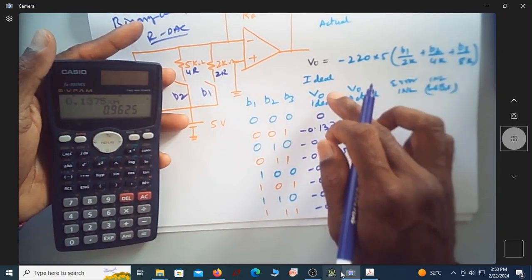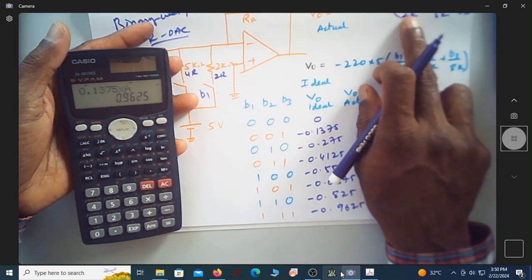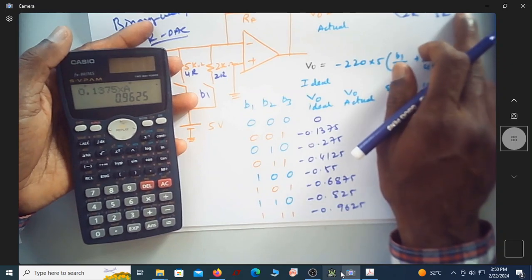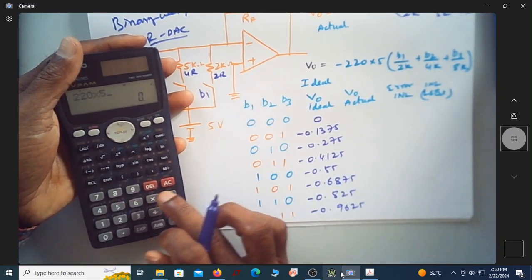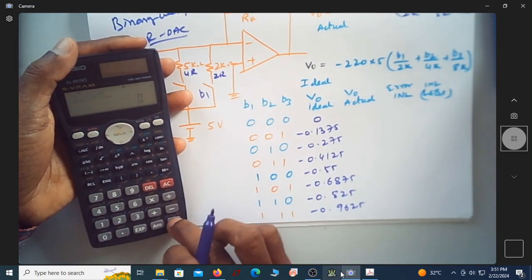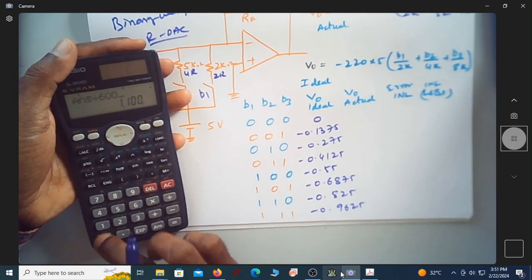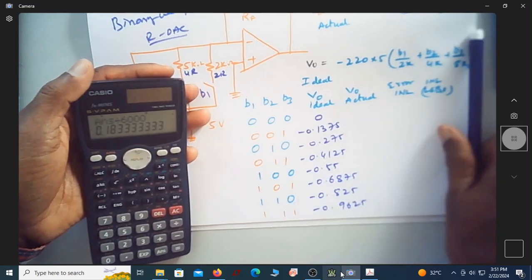Fine. So these are the ideal values we are expecting. The actual values come from this. For the LSB, it is 220 into 5, but instead of 8K I have 6K, divided by 6K. So you can see the output voltage, let me write it.